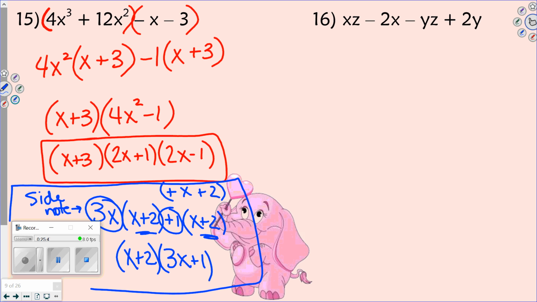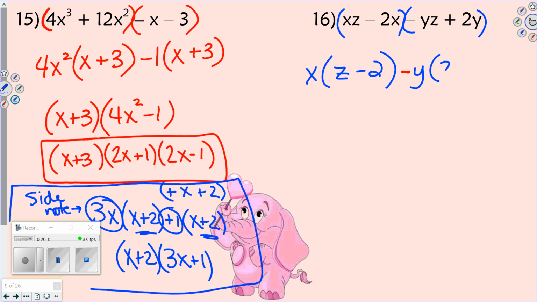All right. What do we do? You're getting a headache? Why? This? Just because they're variables? I'm sorry. Group the first 2, group the last 2. GCF here is an x. X minus 2.